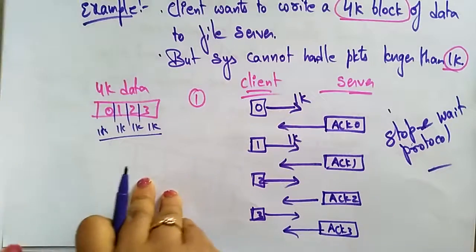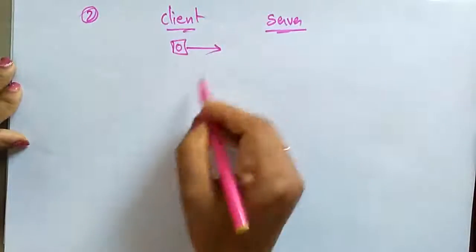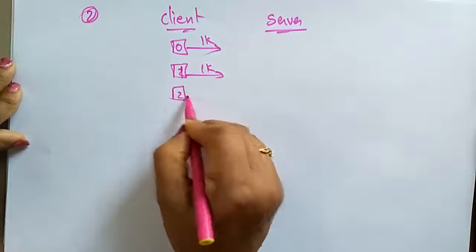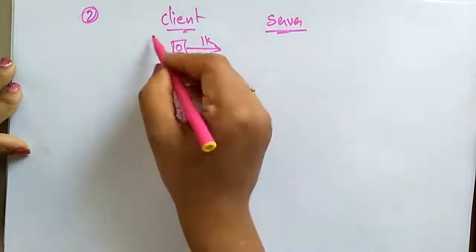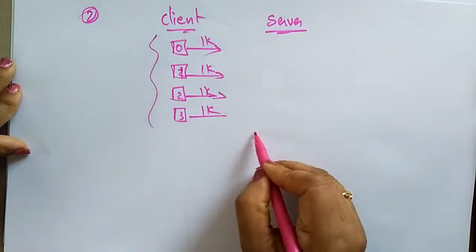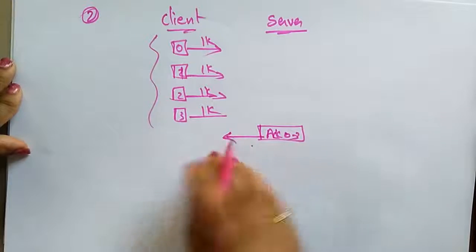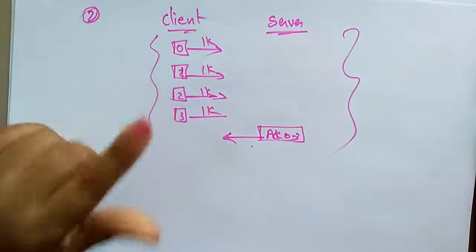Okay, let me take another method. This time, here the client is there and the server. First the client sends a 1K packet and another 1K packet and another 1K packet and another 1K packet. It is sending all the 1K packets one after the other. Finally, it receives the acknowledgement of 0 to 3. The acknowledgement for the 4 packets is received by the client. So this method I call the BLAST protocol.